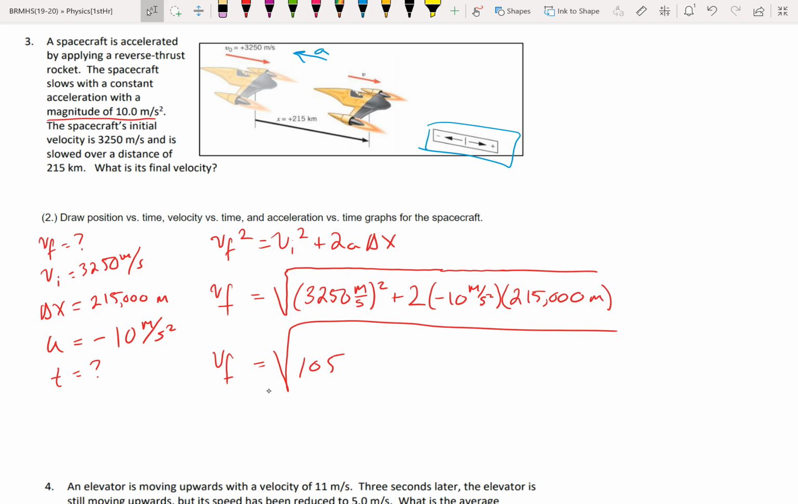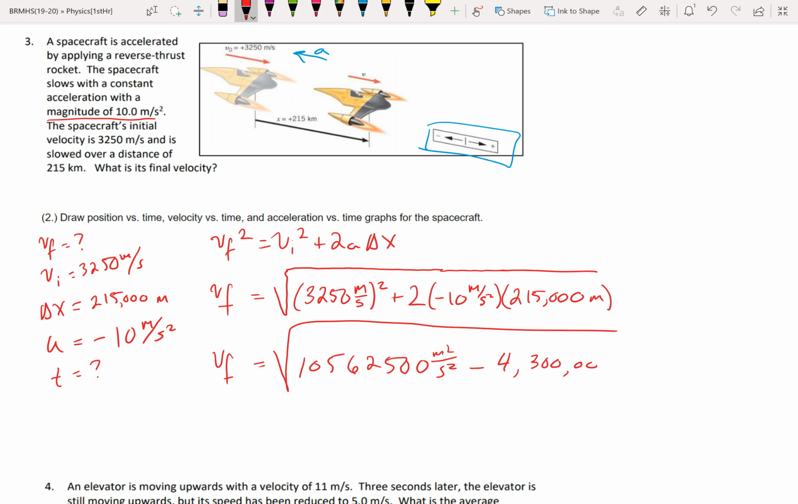Or no, is that 10 million? Yeah. 562,500. So that's meters squared per second squared, minus, because I got my minus sign there. So minus 2 times 10 is 20. And then I've got my 215,000. Should have just used scientific notation. 4.3 million. Let's put some commas in there so you can actually see.